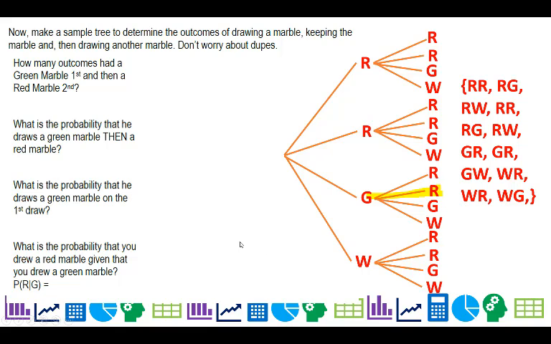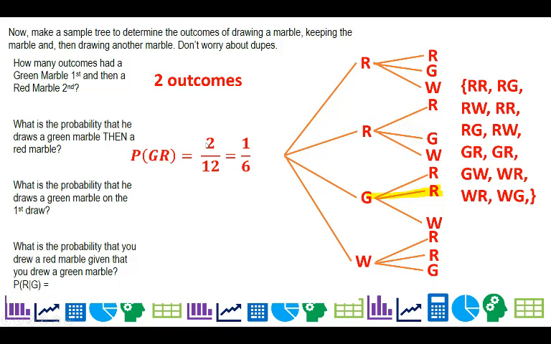All right, so now instead of putting the marble back, we're going to keep it. So I have to get rid of some of these outcomes where I kept the marble. Now how many total outcomes do I have? You're going to see that there are only 12 total outcomes, because I have 4 options for the first round and 3 every time for the second. So how many outcomes had a green marble and then a red marble? It was just the 2. So the probability of drawing a green and then a red is 2 out of 12. Notice this changed. It used to be 2 out of 16. Now it's 2 out of 12, which is 1/6.